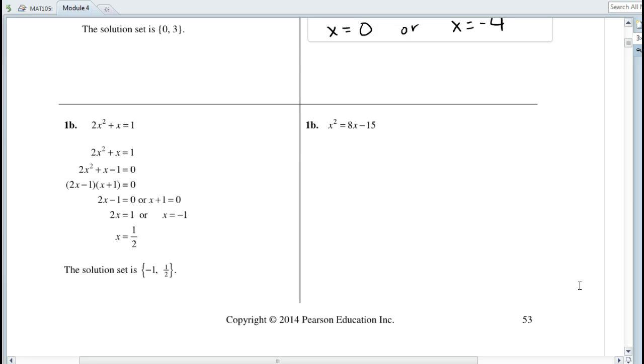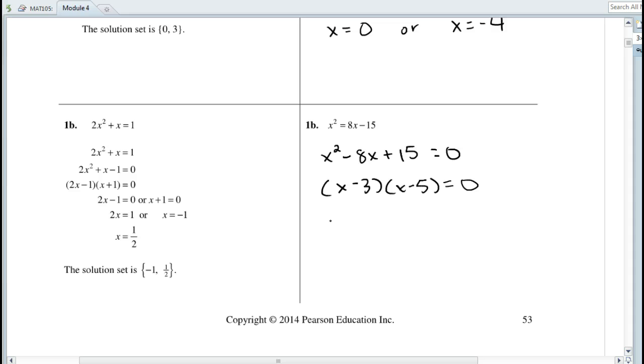So the first thing here, it's probably going to factor. We just need to move everything on the other side. So subtract 8x, add 15. You'll end up with x squared minus 8x plus 15 equals 0. Just remember, when you move something to the other side, you got to change its sign. Then this factors into x minus 3, x minus 5.